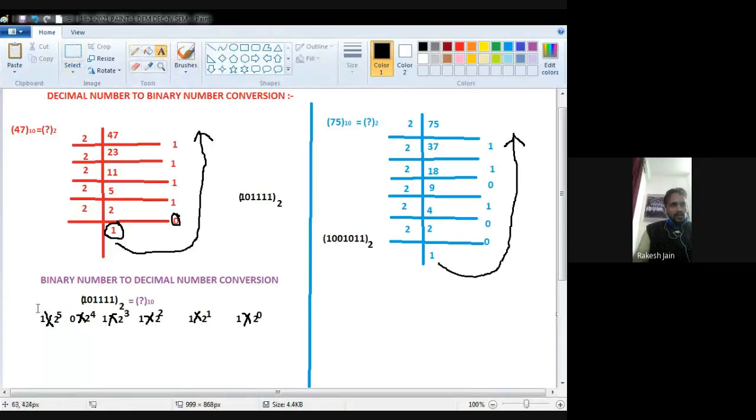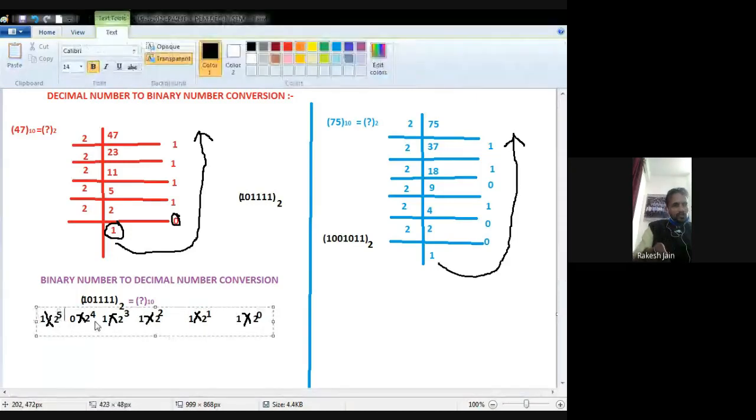Then multiply with each other, add with each other. So this is added with this, then this answer will be added with this, then this will be added with this, and this, right? So this will be the answer.